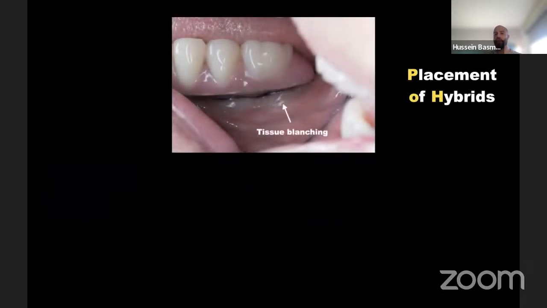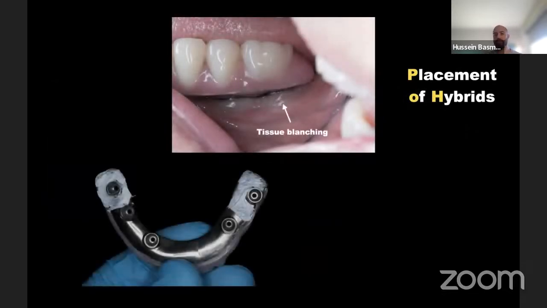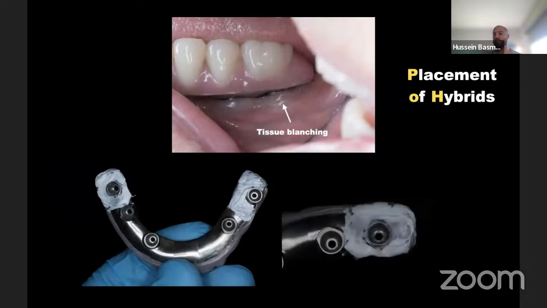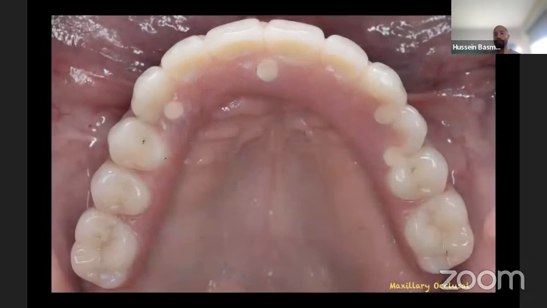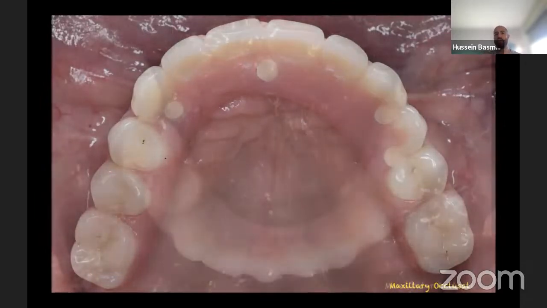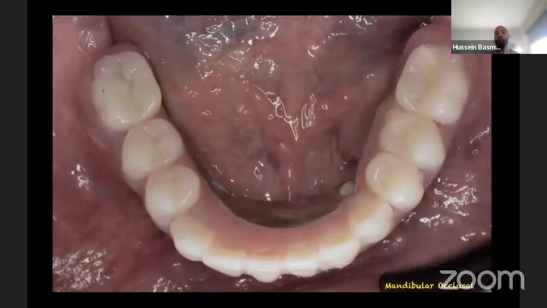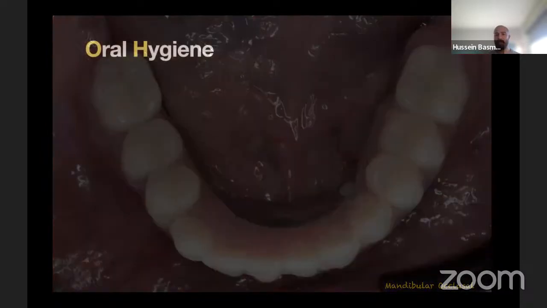And then we place the hybrid. At some point we have some blanching, that's totally fine. We can relieve it, or we can just wait for a couple of minutes and see if this blanching will disappear. Again, this is the maxillary occlusal view of the hybrid. This is the mandibular occlusal view of the hybrid on the mandible.